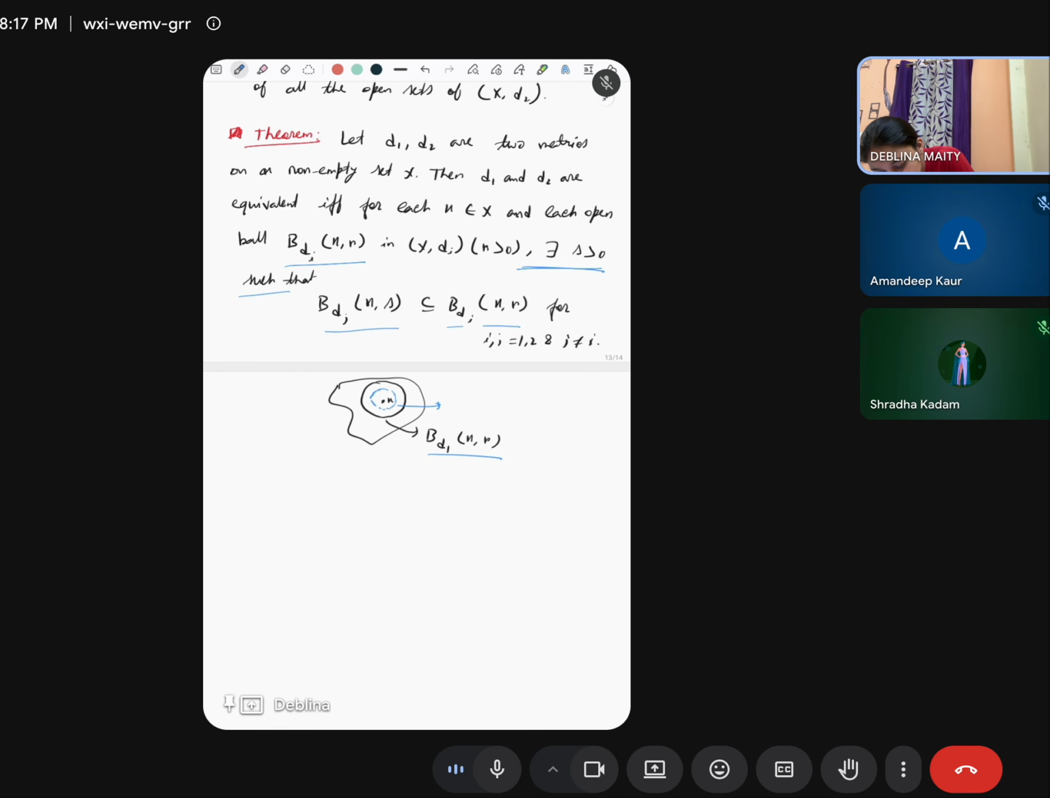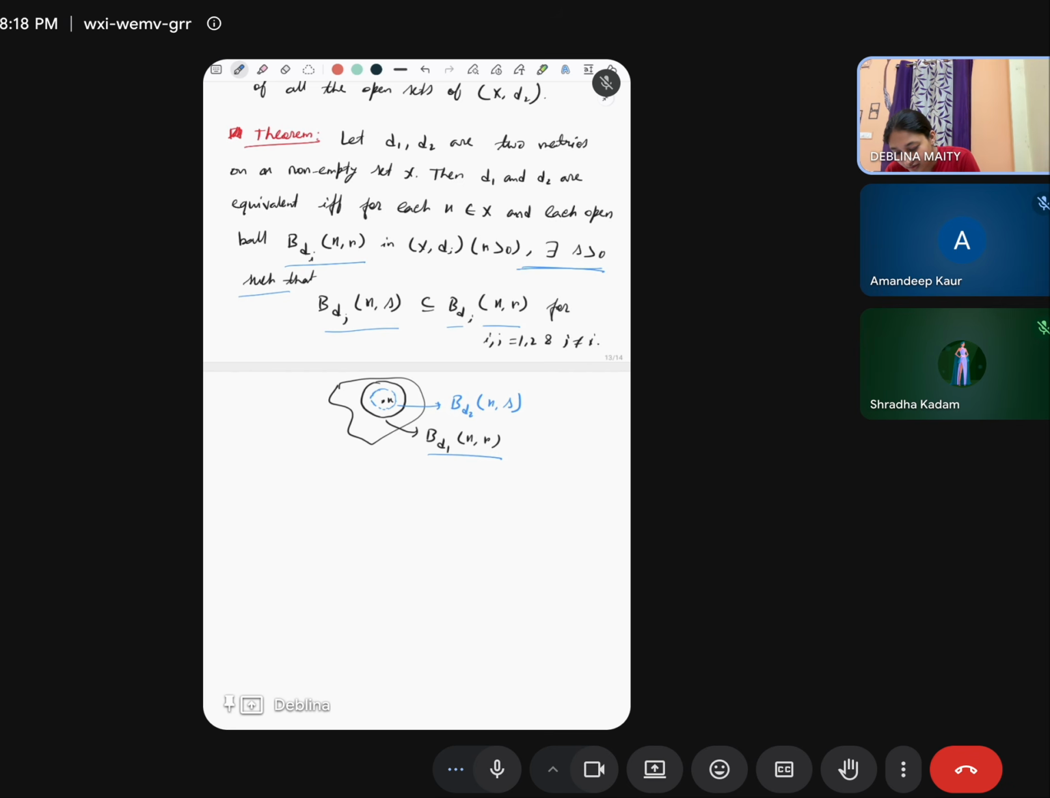This has to be some B_D2(x, s). So there must exist some s for which this open ball with respect to metric d2 is totally contained in this B_D1, right? And vice versa.